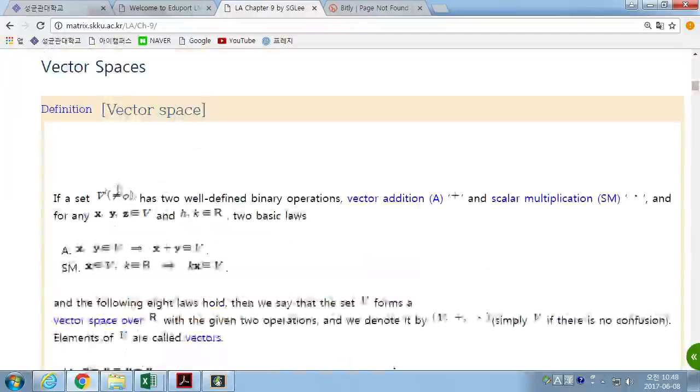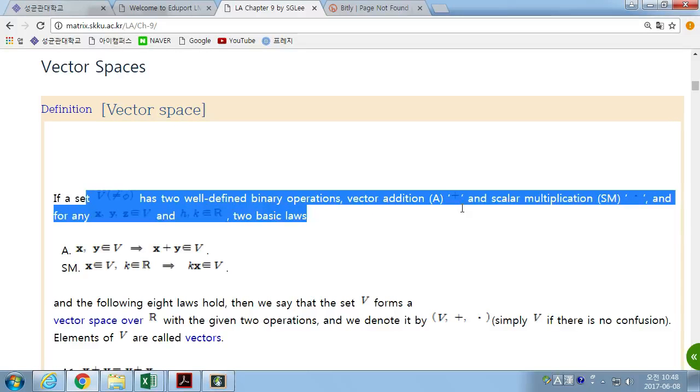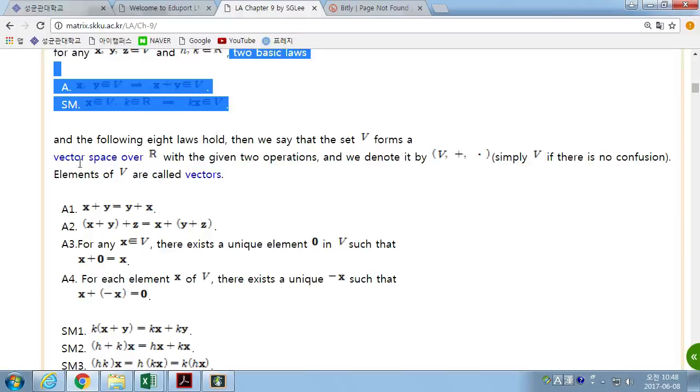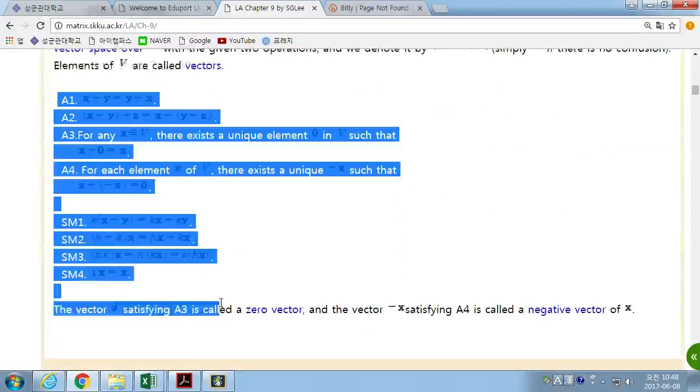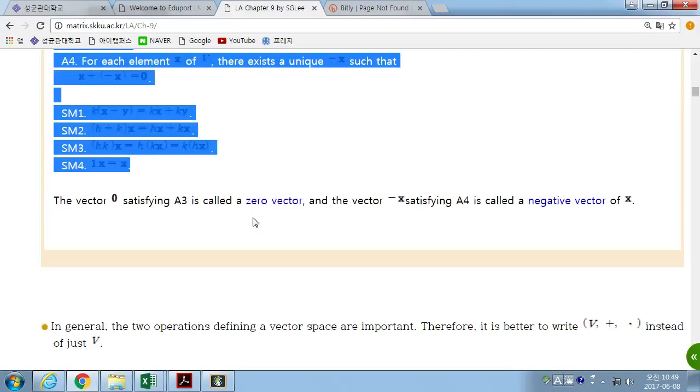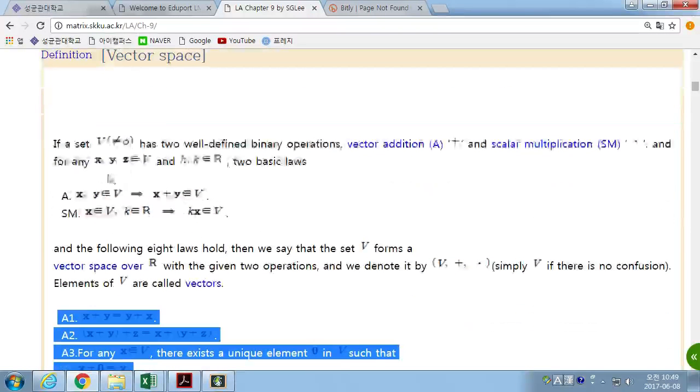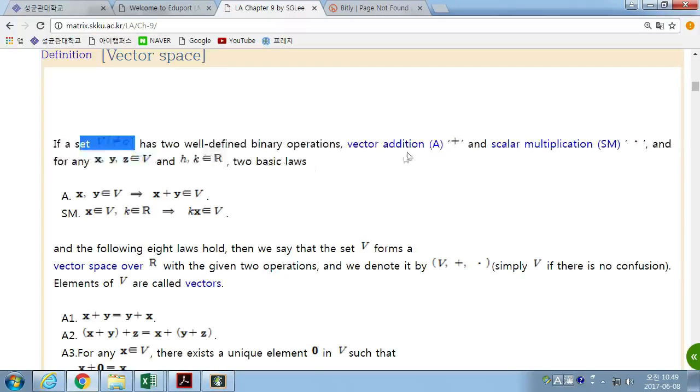If this non-empty set of vectors with these two operations satisfies these two basic laws and 8 operational properties, total 10 properties, we call this non-empty set V, with these two operations, a vector space. That's the definition.